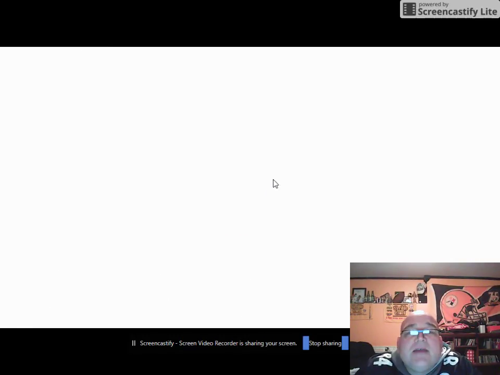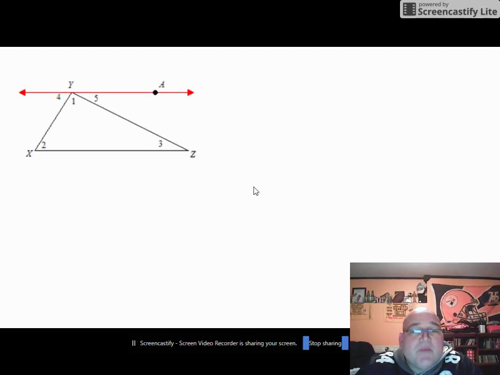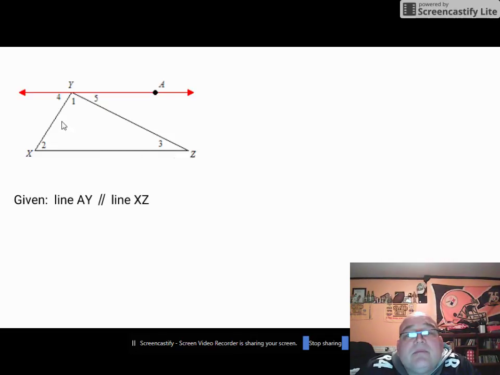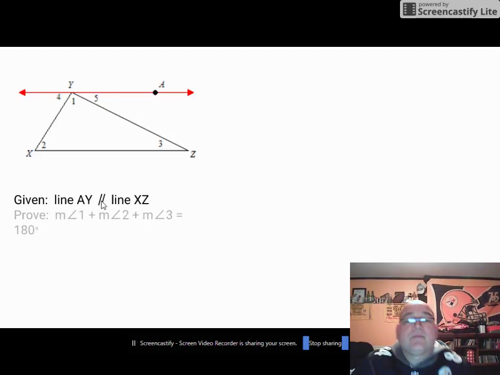Now, we're going to use that to help us prove a few things that we need. Take this diagram, for example. The parallel postulate would say that there is only one line through point Y that's parallel to line XZ. We're given that line AY is parallel to line XZ. Prove that the measure of 1 plus the measure of 2 plus the measure of 3 equals 180.